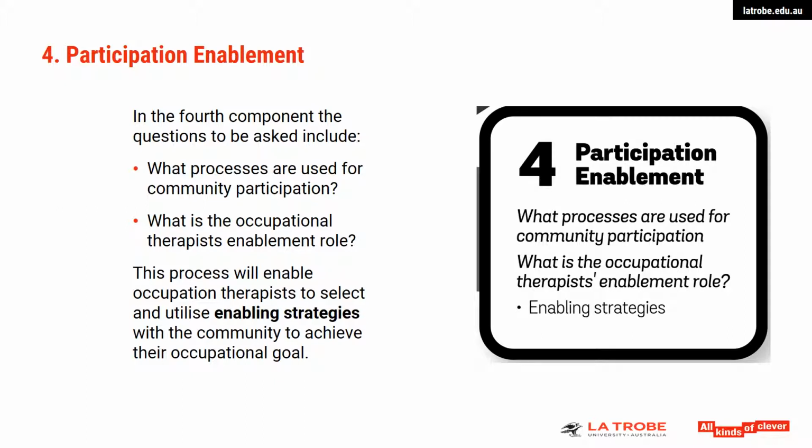In the fourth component, the questions to be asked include what processes are used for community participation and what is my enablement role as an occupational therapist. So this process will enable you to select and utilise different enabling strategies in collaboration with the community to help them to achieve their occupational goal. And you should consider the range of strategies that are available to you, and the community should identify which enabling strategies they need to help them to achieve their goals. This might include advocacy, consultation, or design. There's a whole range of things that you could offer for the community to help them to achieve their goal.